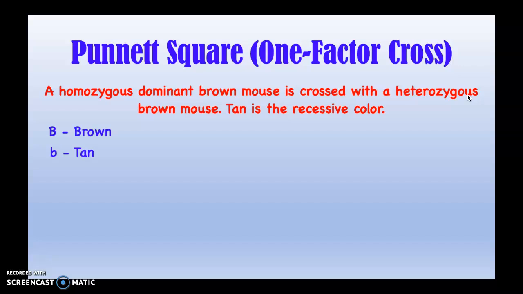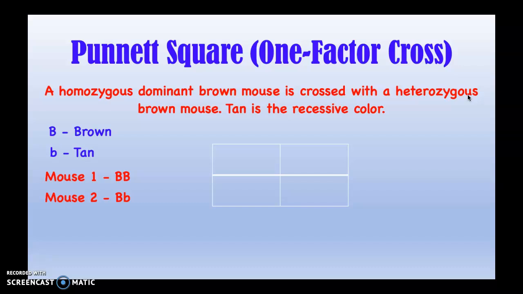The first mouse is homozygous. Again, homozygous means the alleles are the same, and it is brown, brown being capital B, so the first mouse has to be big B, big B. The second mouse is heterozygous. Heterozygous means you have 1 dominant allele, 1 recessive allele, so the second mouse has to have a genotype of big B, little b. Okay, from there we make our Punnett square.